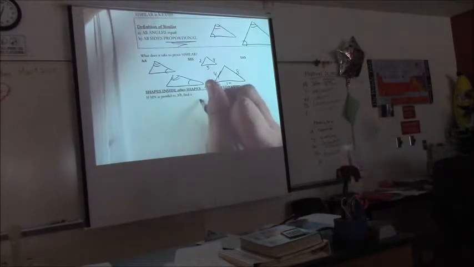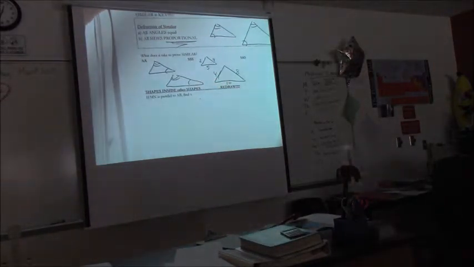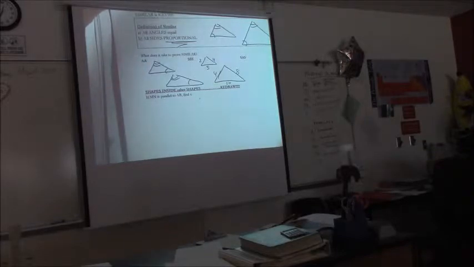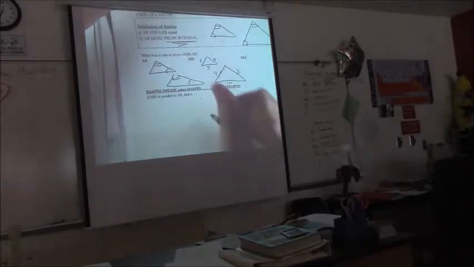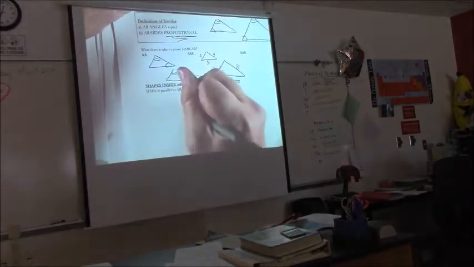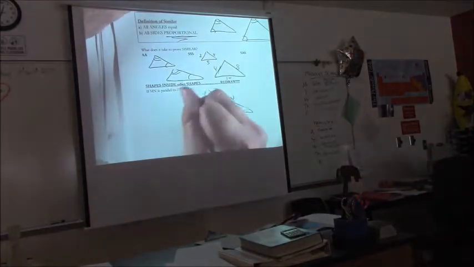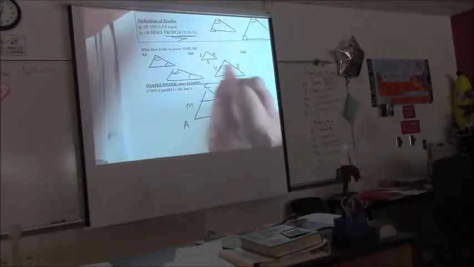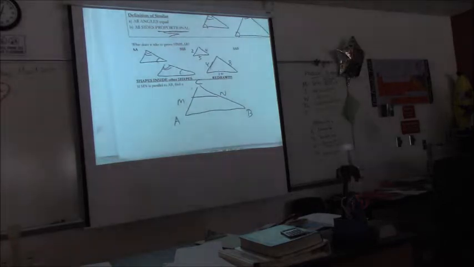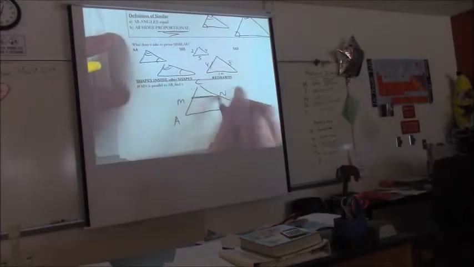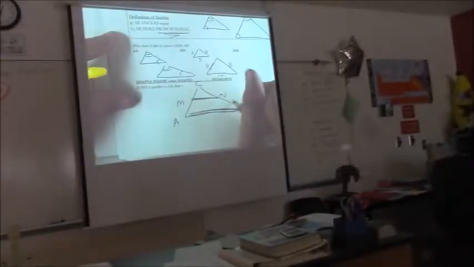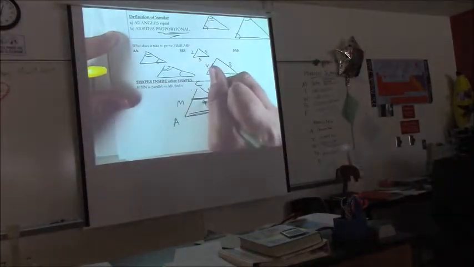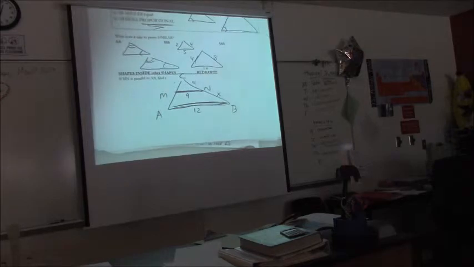If I have a shape inside a shape, what am I doing here? If MN is parallel to AB, I could draw the picture, I gotta remember what I did. Oh yeah, now I know. So let's say I have a triangle ABC, and I have a situation where MN is parallel to AB. And then they say find X, right? So I'll say X, 4, 9, 12. So I'm going to find X.